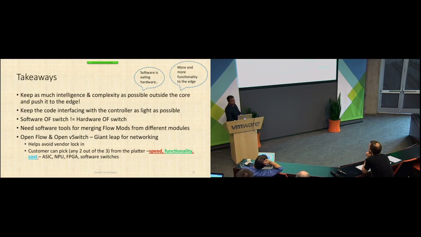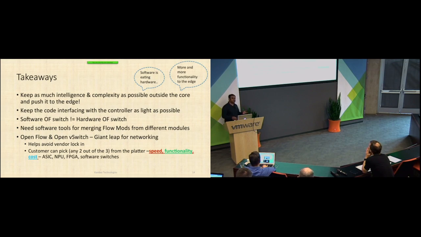So the takeaways, finally, in line with what Guido was mentioning yesterday: keep as much intelligence as possible outside the core, in your edge. Make your core as dumb as possible. Secondly, keep the code which is interfacing with OpenFlow controllers very lightweight. Don't be dependent on whether it's X controller, Y controller, Z controller. You should just be interested in events like packet-ins, packet-outs, and flow mods, that's it. And that you can do with C, Python, Java, but keep it very lightweight so you can port it.